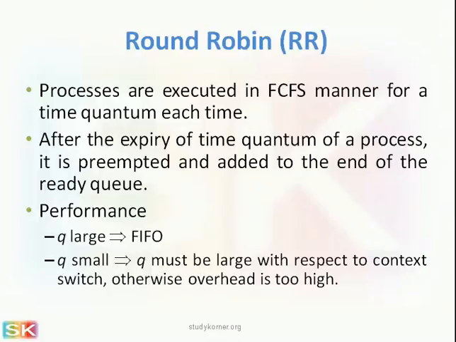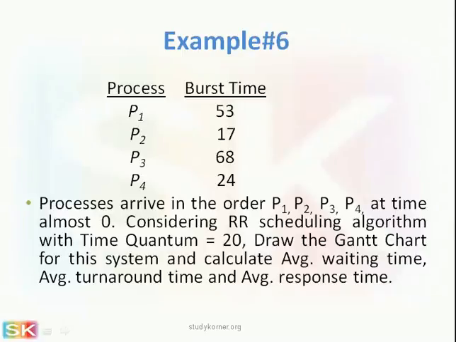If you put your time quantum value to be very small as compared to the context switch time, right? So Q cannot be very large and it should not be very small either. So there has to be a trade-off between this Q and your context switch time, right? So let's have an example for this.